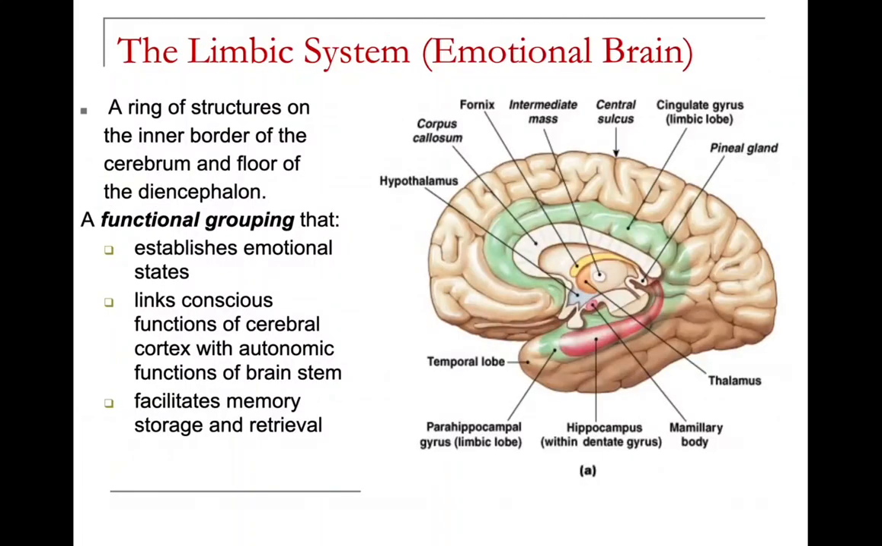Your limbic system, this is the emotional aspect of the brain. It's a ring of structures on the inner border of the cerebrum and the floor of the diencephalon. So this functional grouping helps to establish your emotional state. It will link conscious functions of the cerebral cortex with autonomic functions of the brainstem, and it will help facilitate memory storage and retrieval.